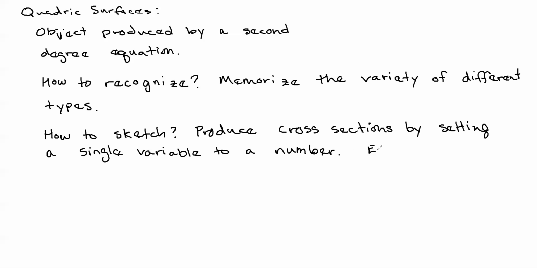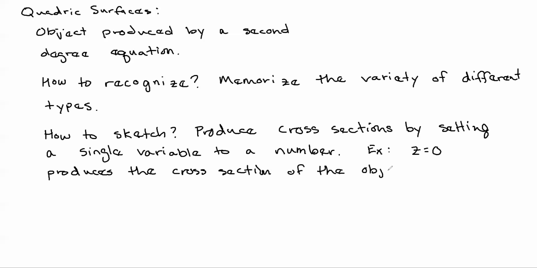An example that hopefully will be the most familiar would be if we set z equal to 0. So if we set z equal to 0, this produces the cross section of the object on the xy plane. Okay, so let's go through and do some examples.